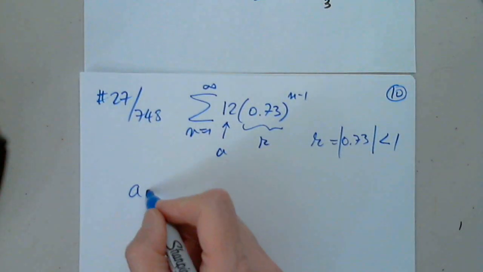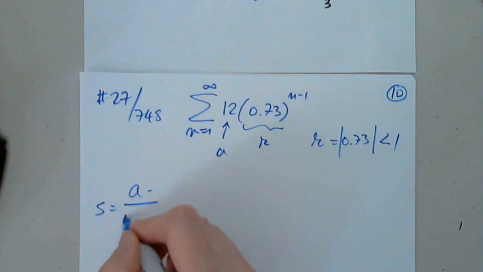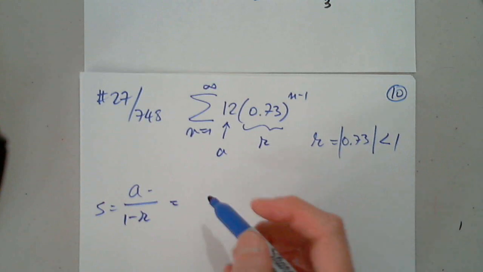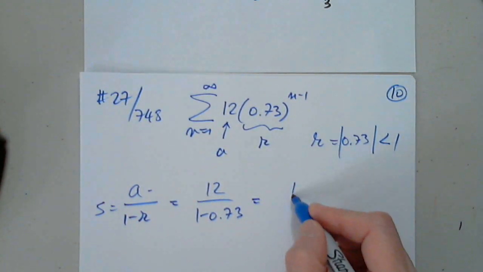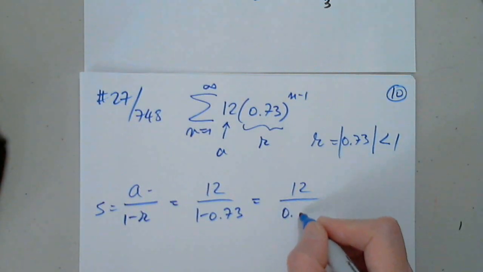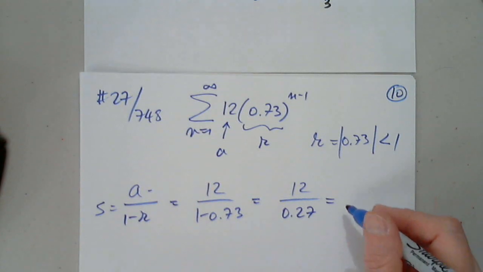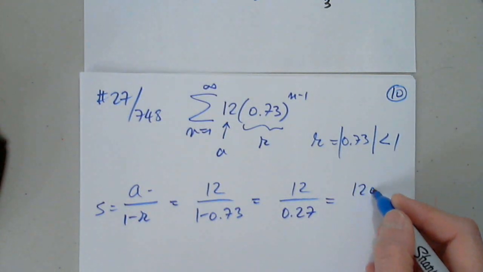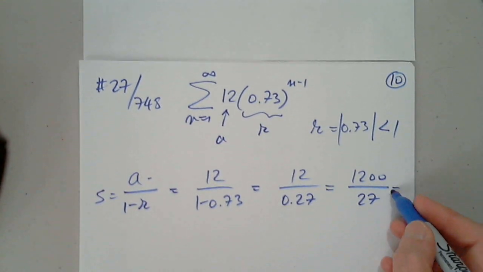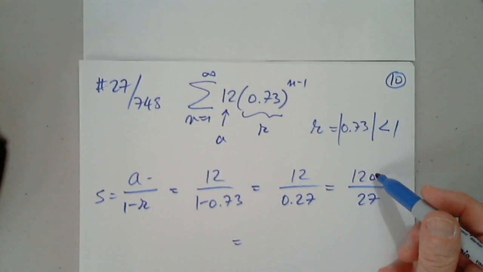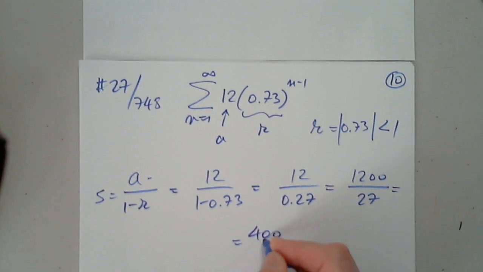So in order to find the sum, remember the sum is a over 1 minus r. So a is 12, and 1 minus 0.73 is 0.27, so it's 12 over 0.27, and we can calculate that. 1200 over 27, and I will simplify by 3, yes, of course. So 400 over 9.